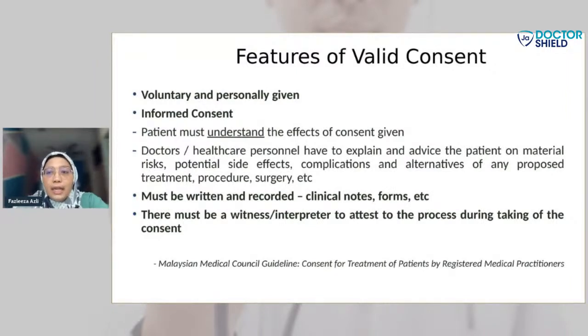So the second feature in obtaining a valid consent is that it must be an informed consent, where the patient must understand the effect of consent given, and there must be a consensus of mind in terms of giving the consent. The doctors or the healthcare personnel have to explain and advise the patient on material risks, potential side effects, complications, and alternatives of any proposed treatment, procedure, surgery, etc. during the process of obtaining consent. And that explanation ought to be in a language that the patient understands.